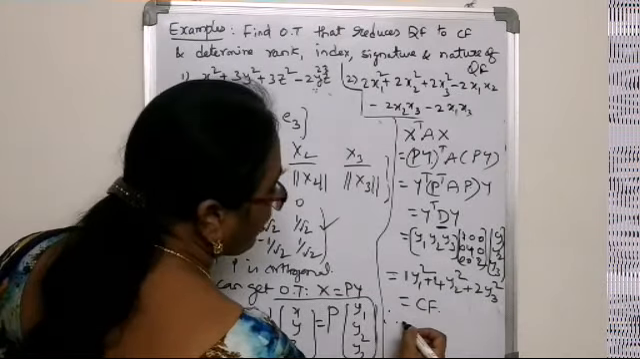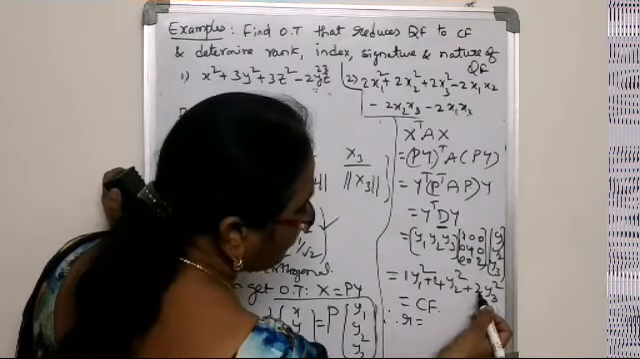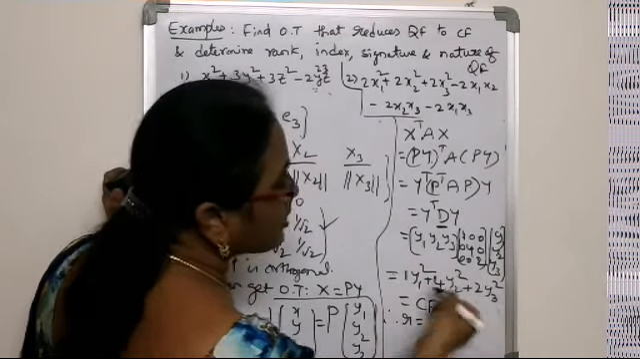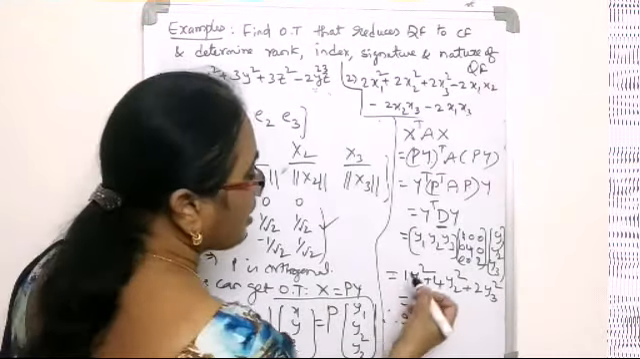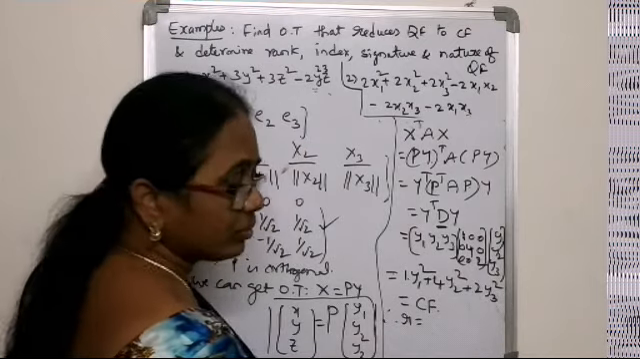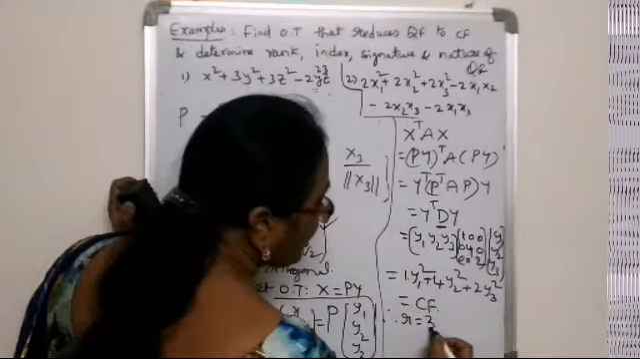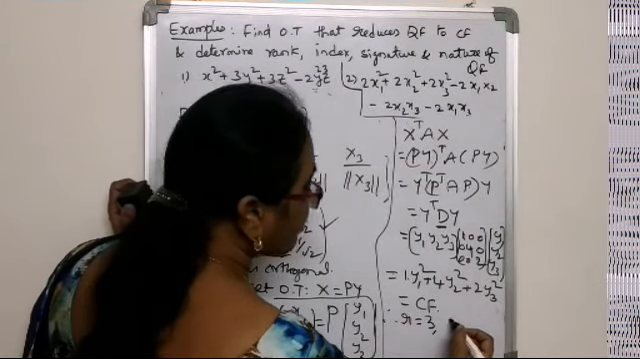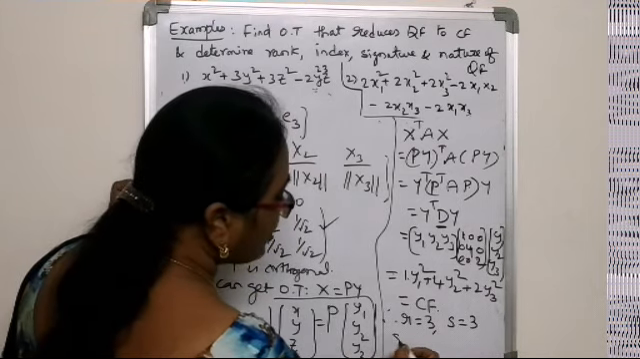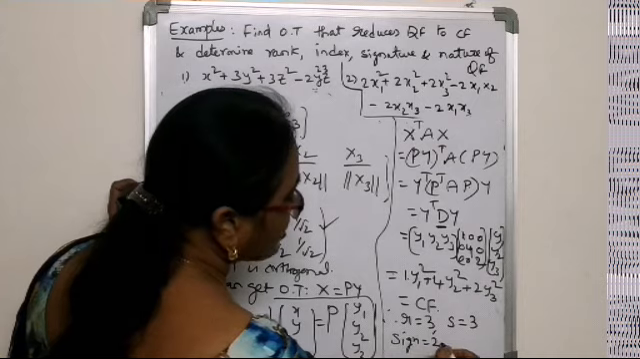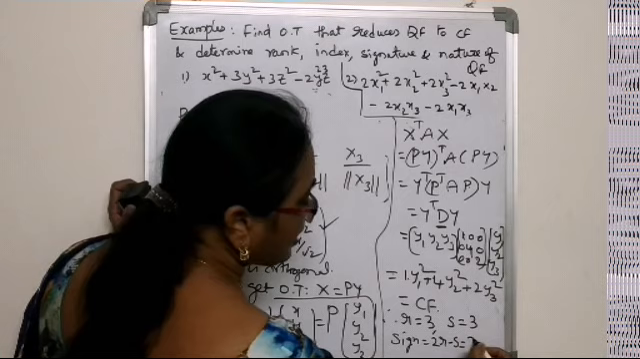Now, with this canonical form, the rank of the quadratic form is, because the required number of terms in the quadratic form is 3, being a 3 by 3 matrix, and all the 3 terms are positive, we have 3 non-zero terms in the canonical form, so the rank is equal to 3. All the 3 terms are positive, so the index is also 3. After getting the index, the signature of the quadratic form is 2 into R minus S, which is 2 into 3, 6, minus 3, equal to 3.